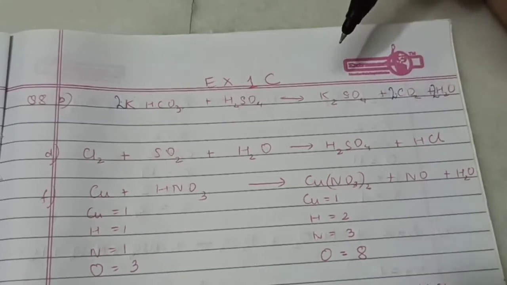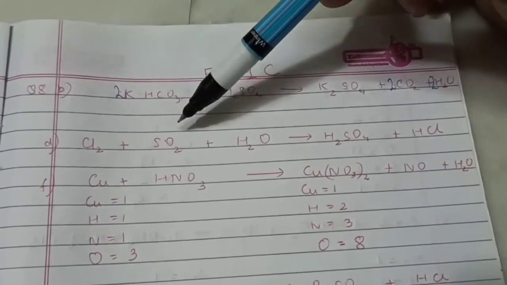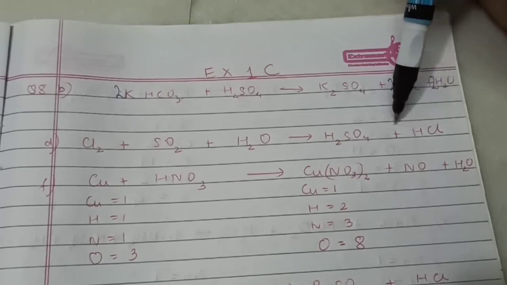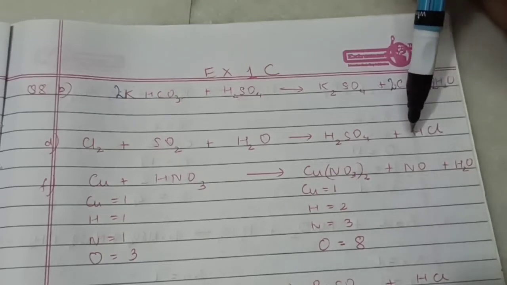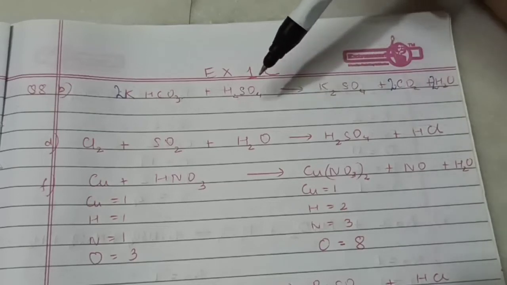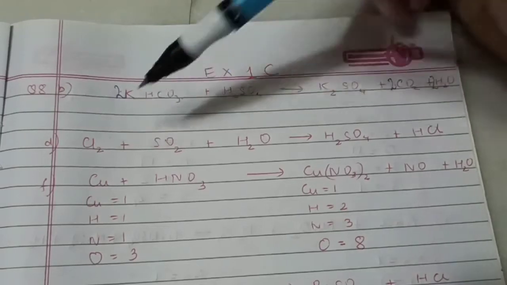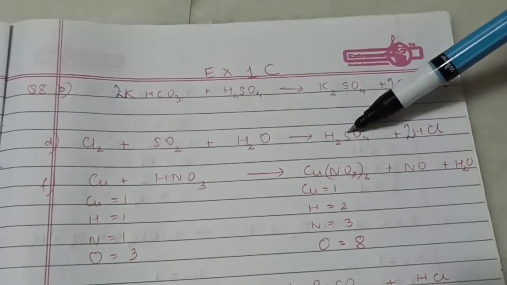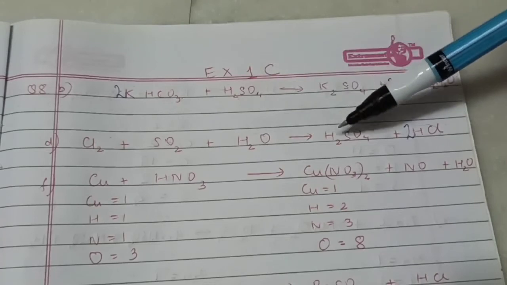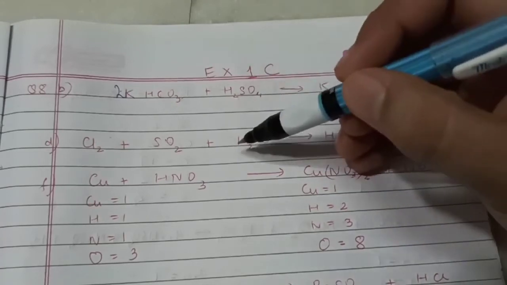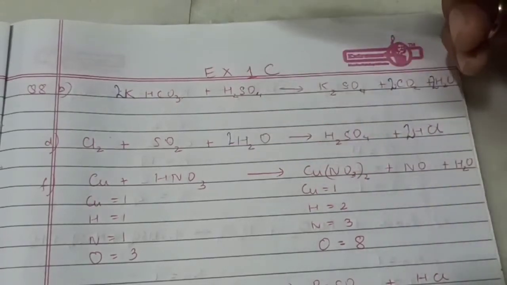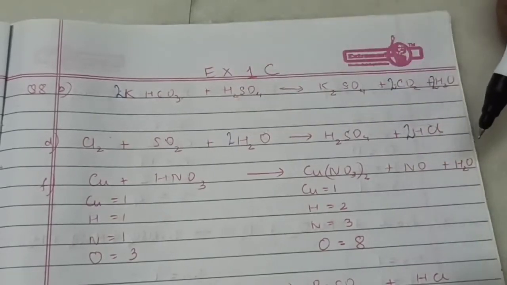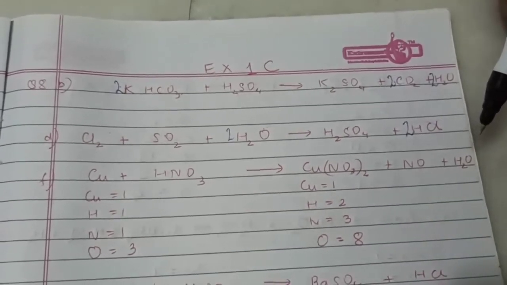Great, it's balanced. Now the D question. Chlorine plus sulfur dioxide plus water gives sulfuric acid plus hydrochloric acid. Or rather, hydrogen chloride. When dissolved in water, this becomes hydrochloric acid. Anyway, let's go to the balancing part. Chlorine, 2 atoms and only 1 atom here. So put a 2 out here. Sulfur, 1 atom and here 1 atom. Fine. Hydrogen, 2 atoms. 2 plus 2, 4 atoms. So we'll have to increase hydrogen. Put a 2 out here. Now let's talk about oxygen. 2 and 2, 4 atoms. And here 4. So done. It's already balanced.